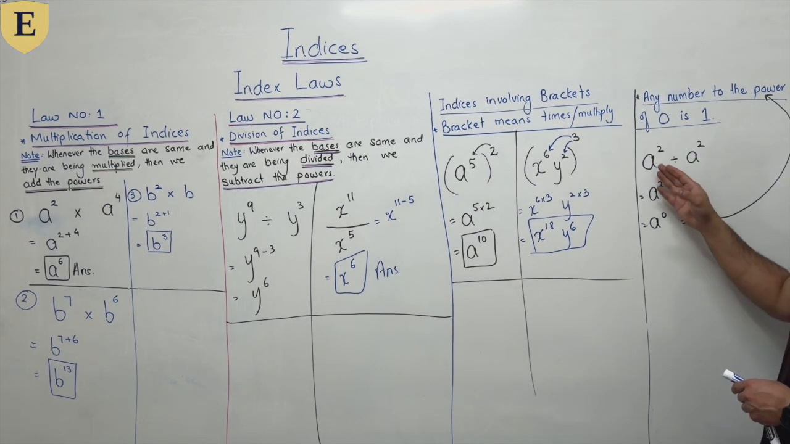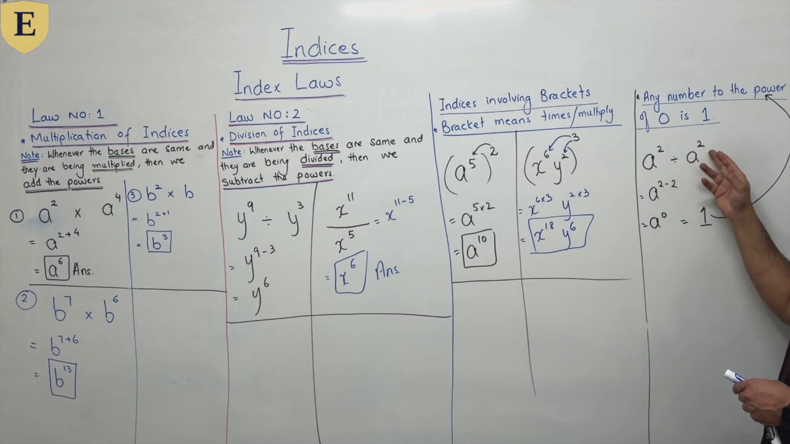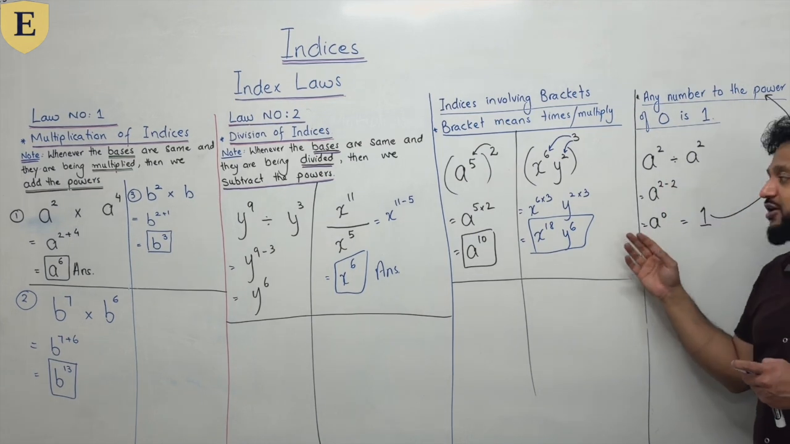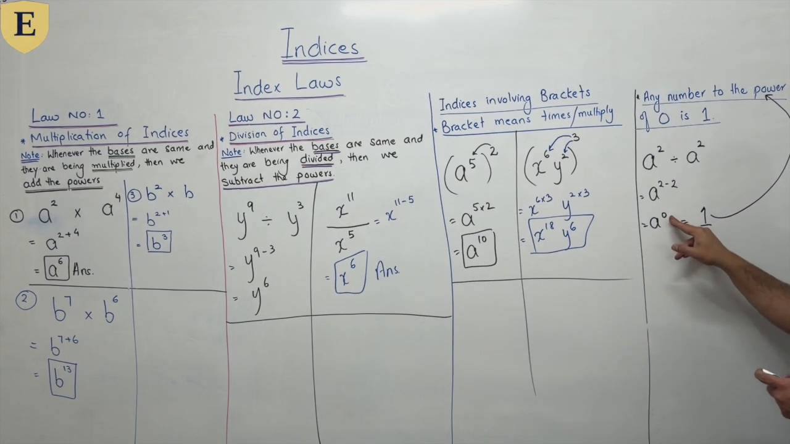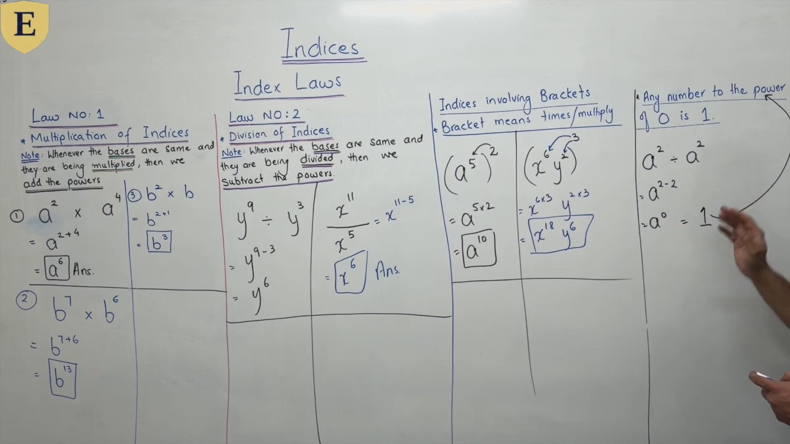So now we've got a to the power of 2 divided by a to the power of 2. You take away, you get 0. That's not the answer. So anything to the power of 0 is equal to 1, and that's my answer.